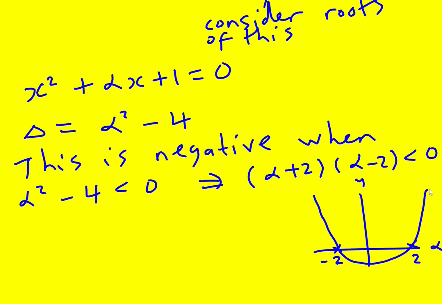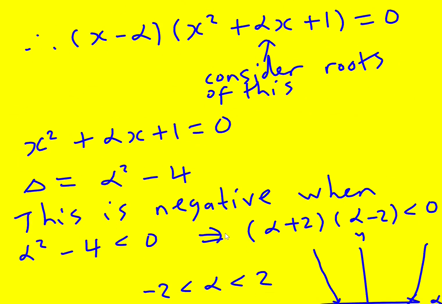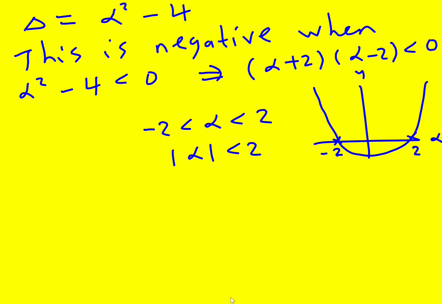And so the solutions are that minus 2 is less than alpha, which is less than 2, or equivalently the modulus of alpha is less than 2. So I just need to write a conclusion. So alpha is the only real root. So no real roots for the modulus of alpha less than 2.